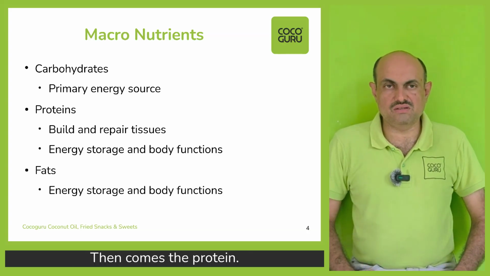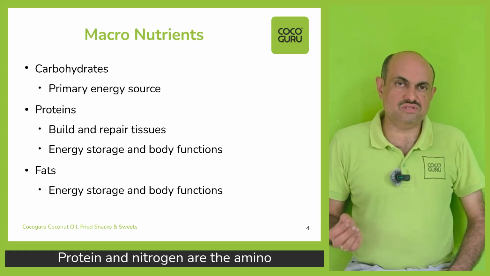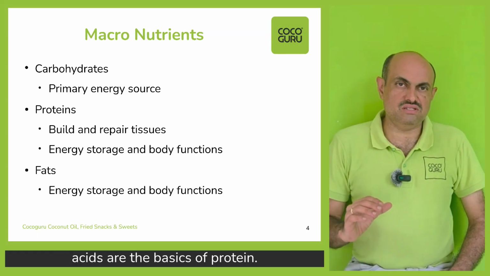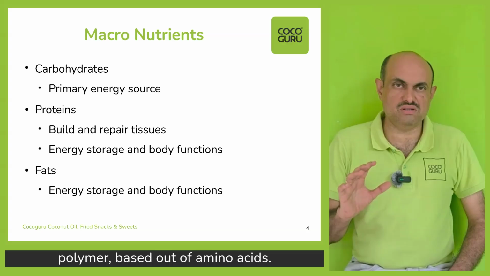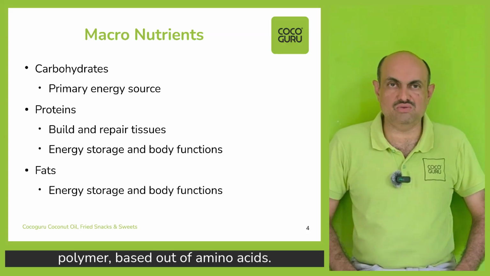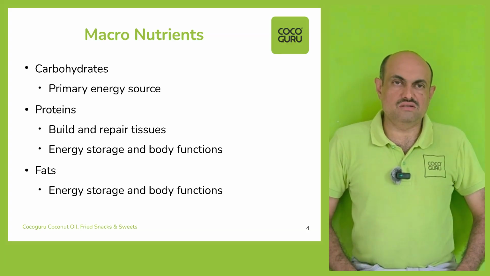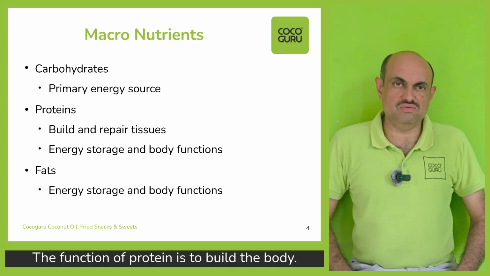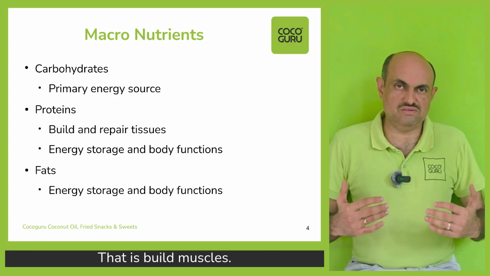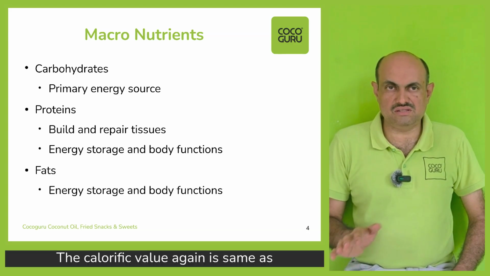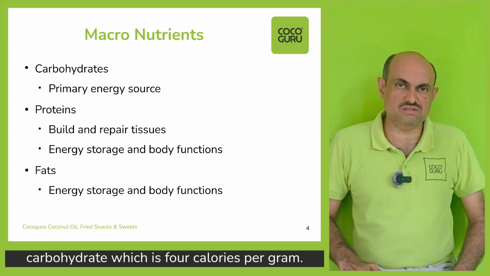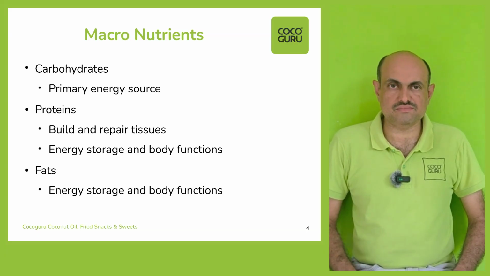Then comes the protein. Protein contains nitrogen, and amino acids are the basics of protein. Protein is a much more complex polymer based out of amino acids. The function of protein is to build the body, that is, build muscles. The calorific value again is the same as carbohydrate, which is 4 calories per gram.